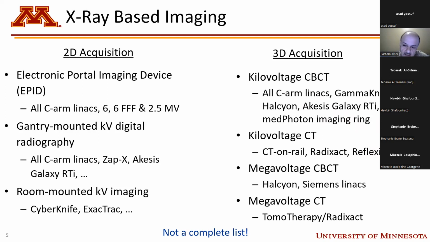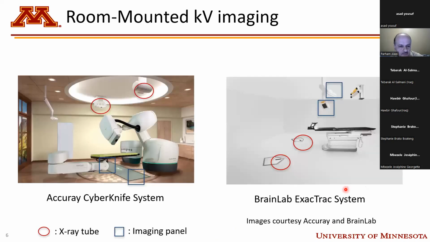And then megavoltage cone-beam, Varian Halcyon has it, as does the Siemens linac. I don't believe there are many of them left because Siemens ceased production a number of years ago. So there are a few of those out there, but not a whole lot. And the megavoltage CT is basically used in tomotherapy or RadiXact units. And again, kilovoltage cone-beam CT is the most commonly used. I make the focus of this mostly on kilovoltage cone-beam.